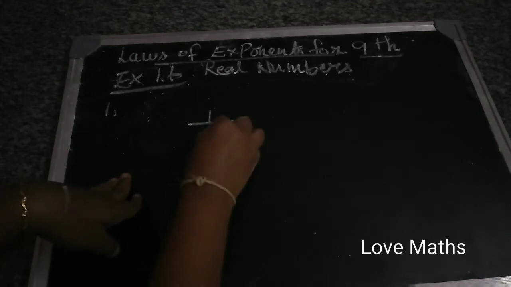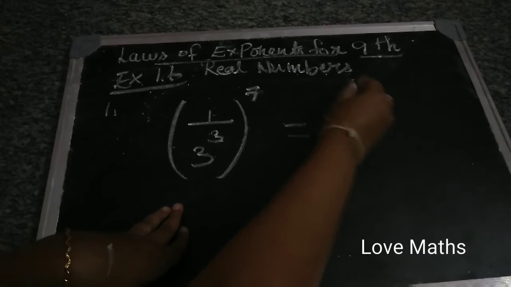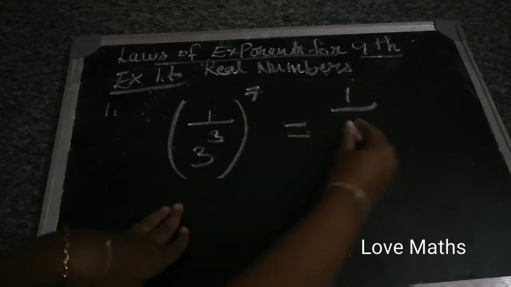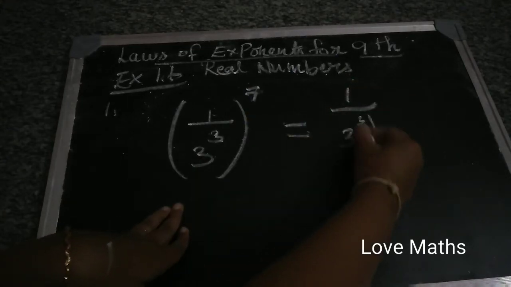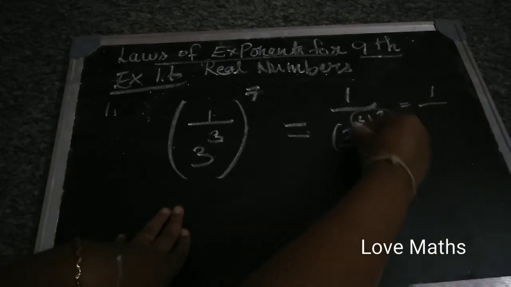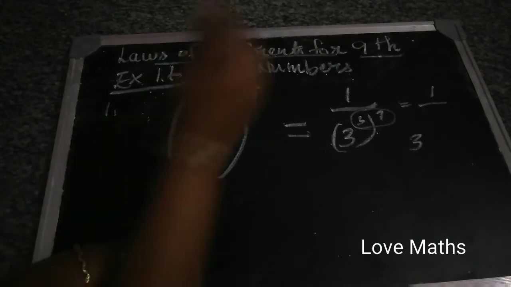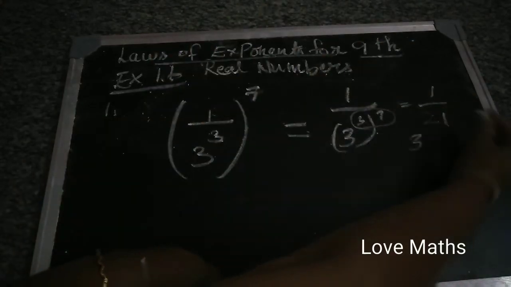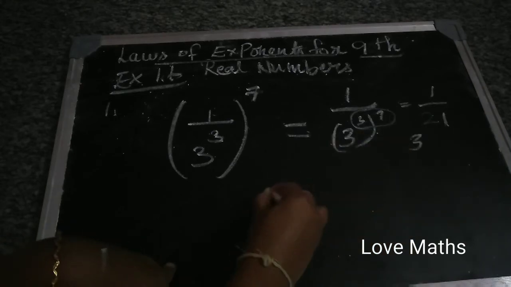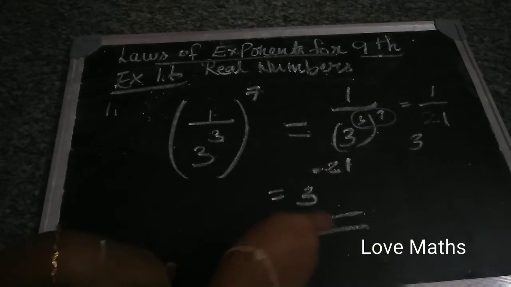1 by 3 cube whole to the power 7. So 1 power 7 is 1 only. 3 cube whole to the power 7. So 1 by 3, a power m whole to the power n means you should multiply the powers. So 3 power 21. And 1 by a power n, how to write? 3 power minus 21. Okay.